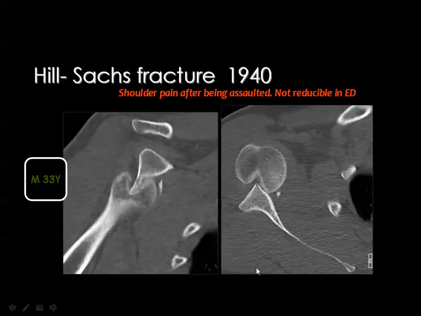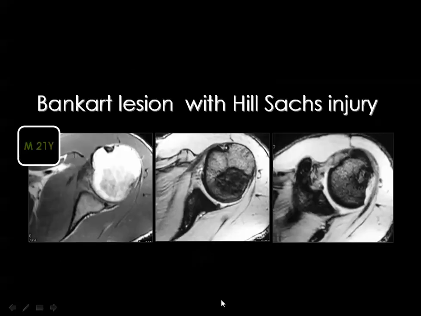This is a beautiful CT example of Hill-Sachs injury in the axial and in the sagittal reformatted image. And you can see how sharp the glenoid part of the scapula is, which is indenting and compressing the head of the humerus along its posterolateral aspect.